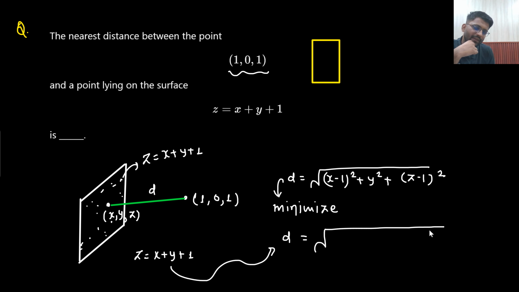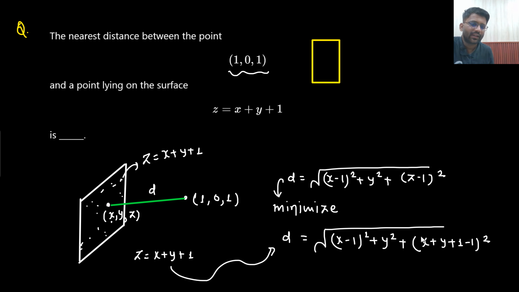The value of d will be, yes, I can minimize, but I can minimize only a 2 variable function. I know single variable functions, I know double variable functions as well, maximum 2 variable functions. So what can I do? I can replace z. In place of z, what will I put? (x plus y plus 1 minus 1) whole square. So what is the value of d square I am getting? The value of d I am getting is (x minus 1) whole square plus y square plus (x plus y) whole square. This is the value of d I am getting, right?